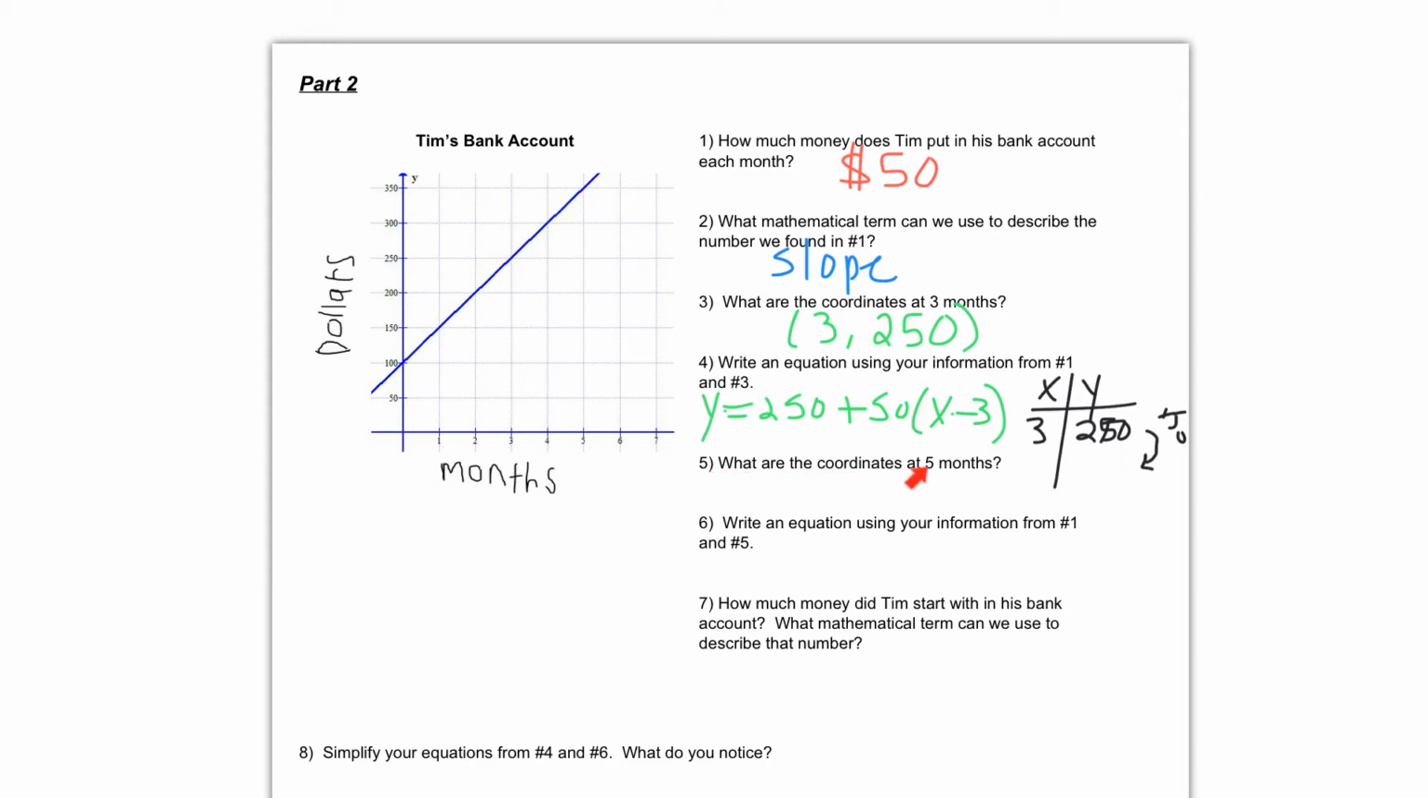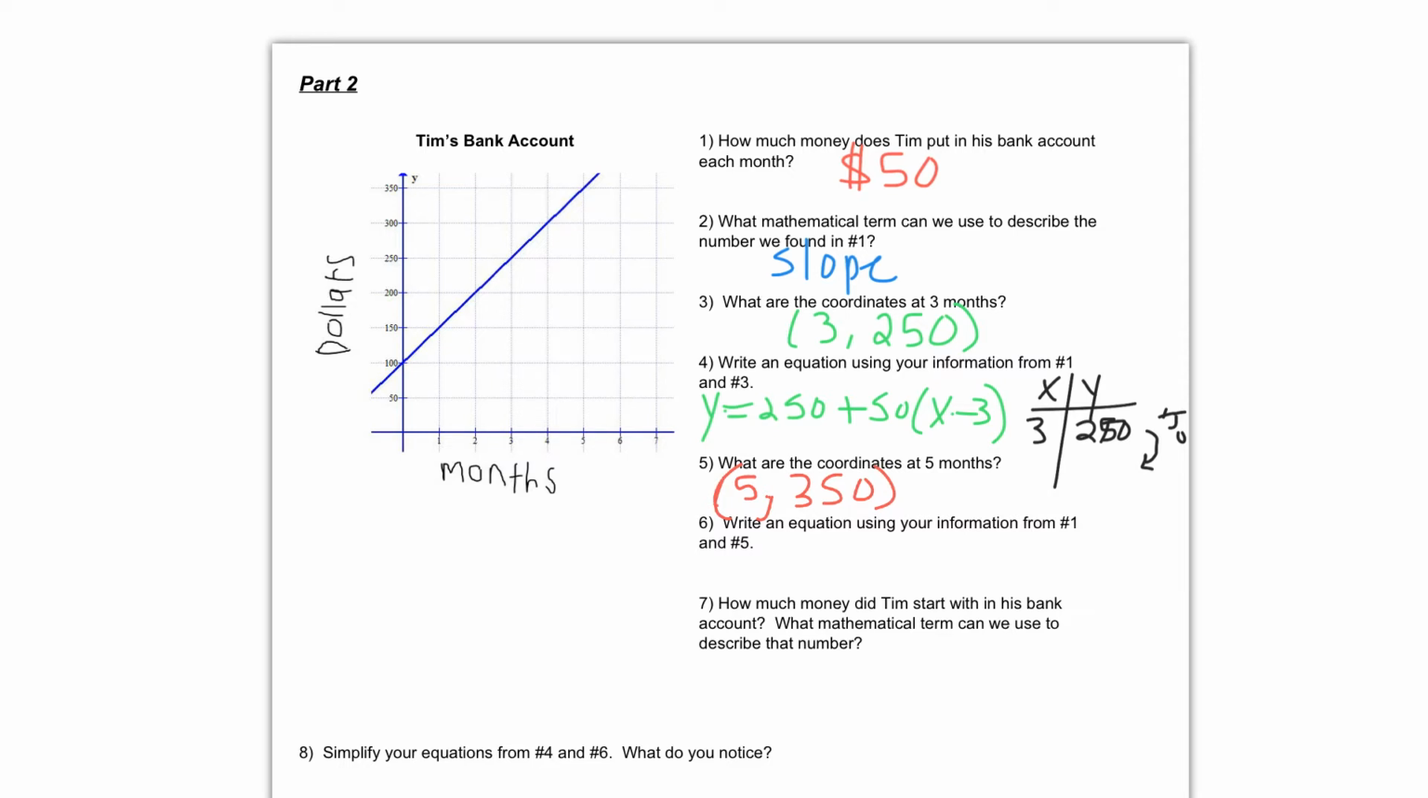Number 5 says, what are the coordinates at 5 months? So if we look at 5 months, we go up to 350. So for this one, we would say this is the point 5, comma, 350. And 6 says write an equation using your information from number 1 and number 5.